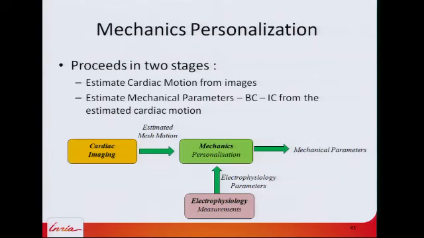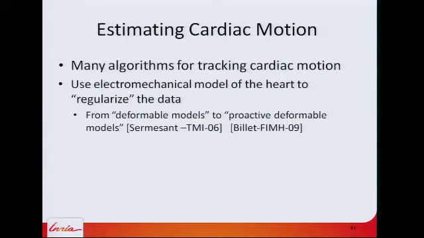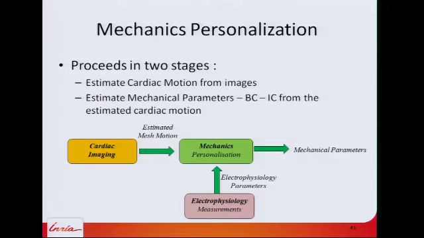Just a few words about the mechanics personalization. Now, we've done the electrophysiology personalization, so from the measurements we estimate some parameters. Now we have some cardiac images and time series of cardiac images. You've seen this beating heart in the images. We want to estimate some mechanical parameters, such as the stiffness of the material or the contractility of the muscles. So how do we do this? The first stage is to estimate the cardiac motion. This is what I've put here. We have the image, and we need to produce some kind of estimate of the cardiac motion, because this is a necessary step to personalize the model.